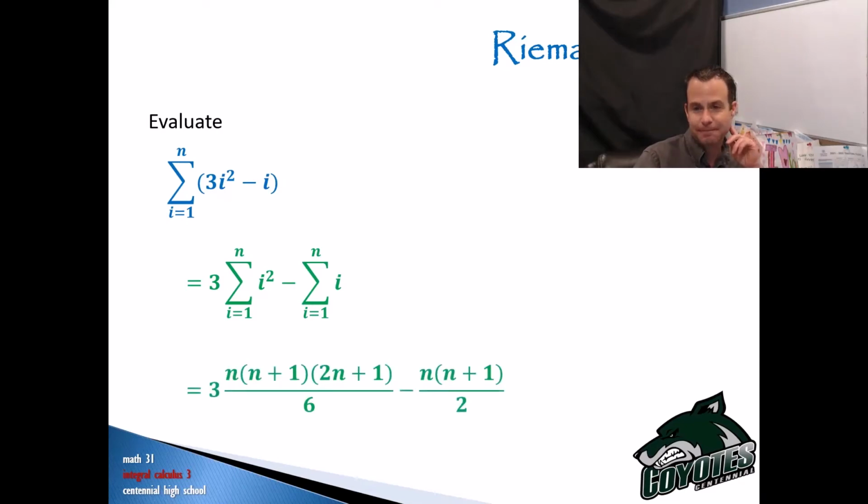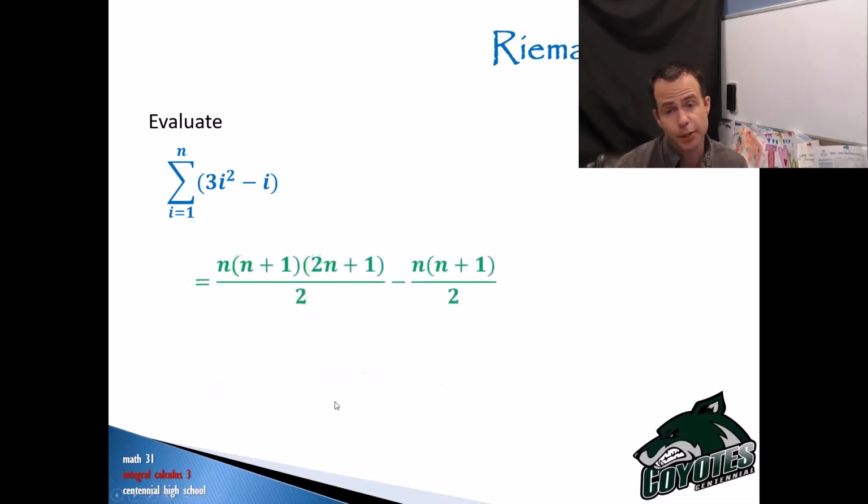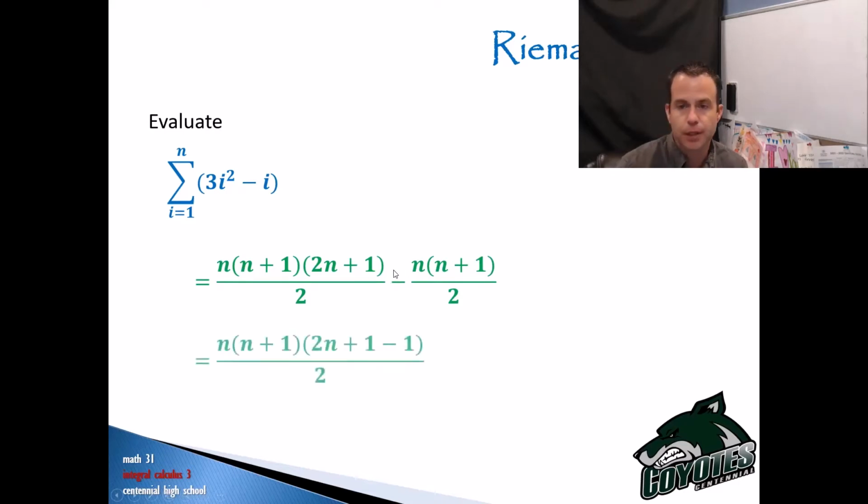So I'm looking at this. The first thing I'm going to do is say 3 over 6 is 1 over 2, and that actually gives me a common denominator. The next thing, I look at these terms and say, both of them involve an n, so I'll factor the n out, and both involve an n plus 1, so I'll factor the n plus 1 out. So I've got n times n plus 1 times, what would I be left with? I'd be left with 2n plus 1 minus 1. Just be careful that you realize that's subtraction there. So n times n plus 1 times 2n plus 1 minus 1, all over 2.